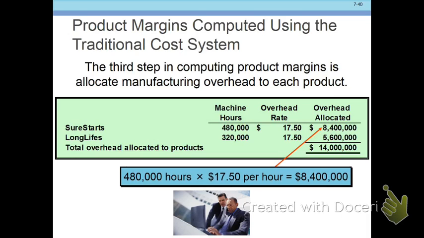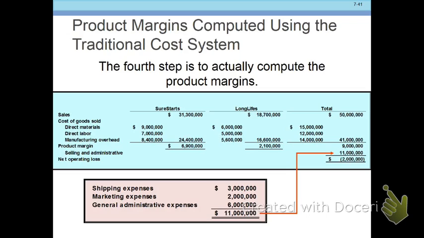We would then take that overhead and allocate it based upon the $17.50. Notice what we're doing. We're taking the 480,000 machine hours times $17.50 to get the $8,400,000. And notice when we do this, it appears that not only are the Sure Starts profitable, but so are the Long Lifes. Okay? So it appears now both products are profitable.